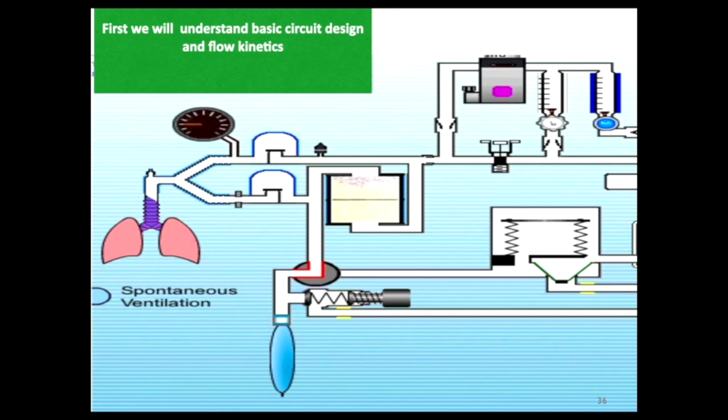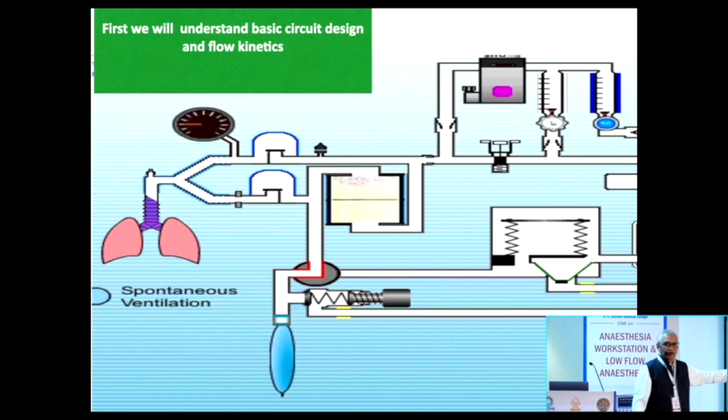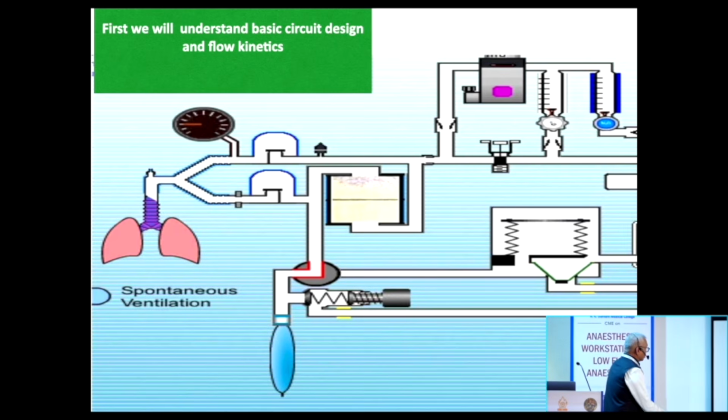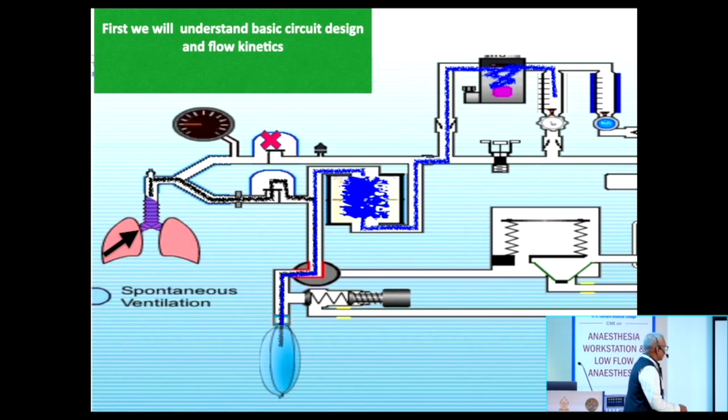Okay. So to do that, we'll have to understand the basic circuit design. I think Apex has also shown you this particular diagram. So that's a canister. This is the ventilator, bellows ventilator. This is the flow meter. This is the APL valve here. Okay. When the patient exhales, the expired gas passes through the expiratory unidirectional valve. At that time the inspiratory unidirectional valve closes. At the same time the fresh gas flow is a constant flow, so it flows through the soda lime canister and goes to the reservoir bag when the patient exhales.